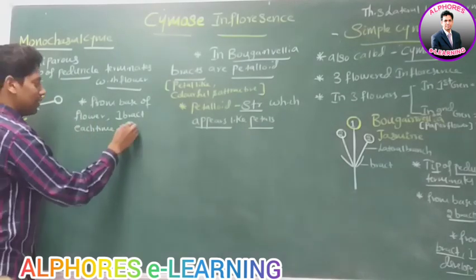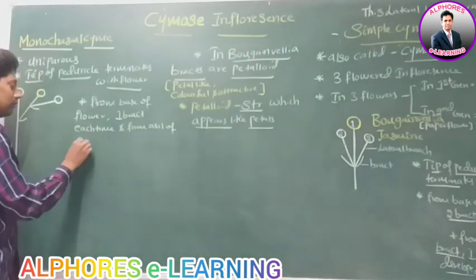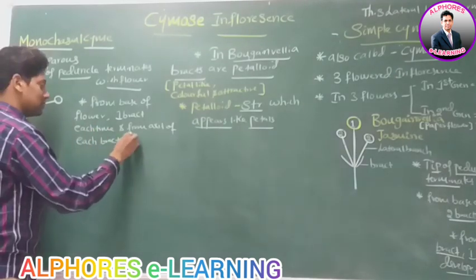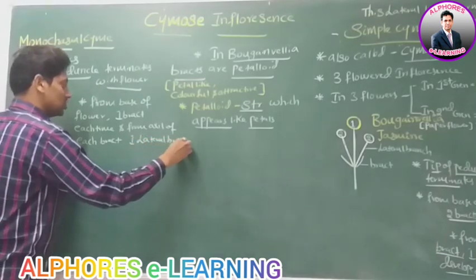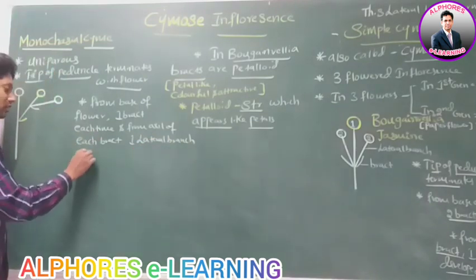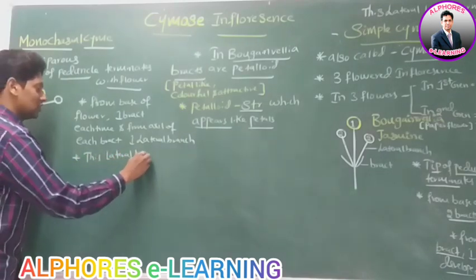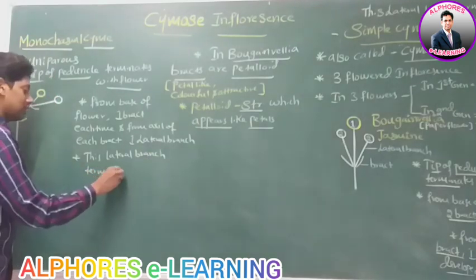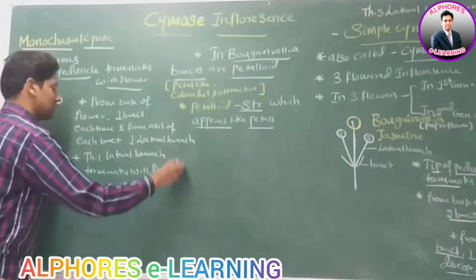Okay, and from the axil of each bract, what develops? One lateral branch. Sir, this lateral branch also terminates with a flower. Yes or no? This lateral branch, what, sir? It terminates with a flower.